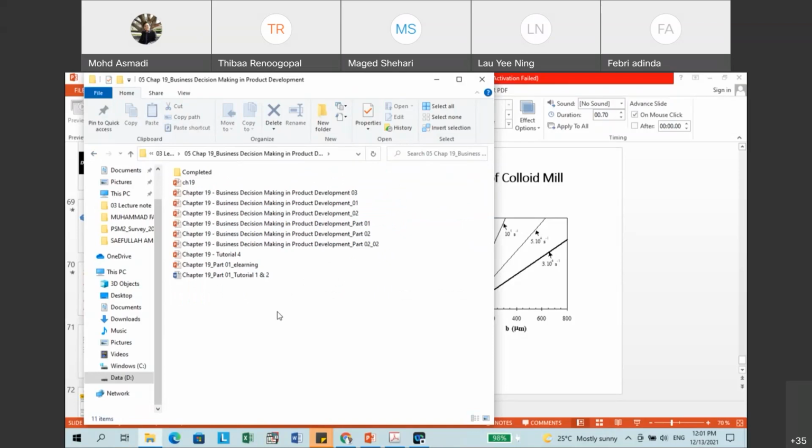Is it clear how to design the functional product? Clear, right? Okay, so that's all for today. I think it's just 1 hour, I think it's enough.